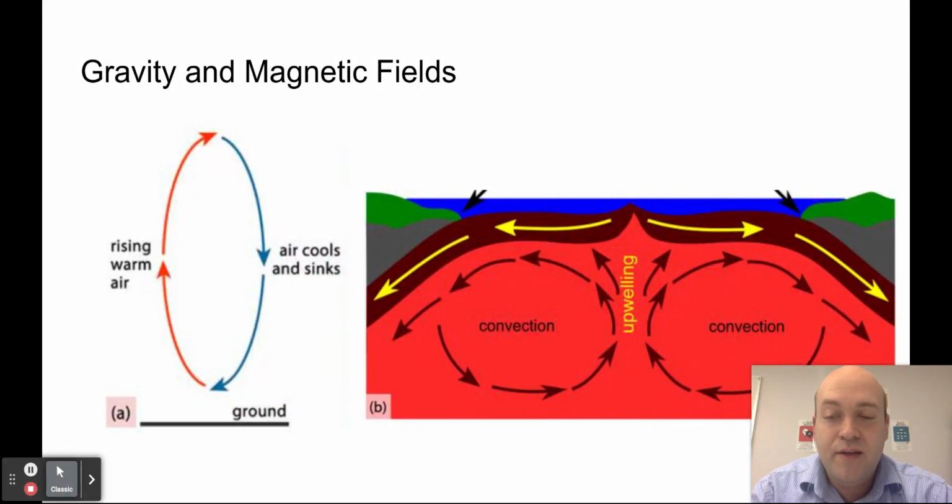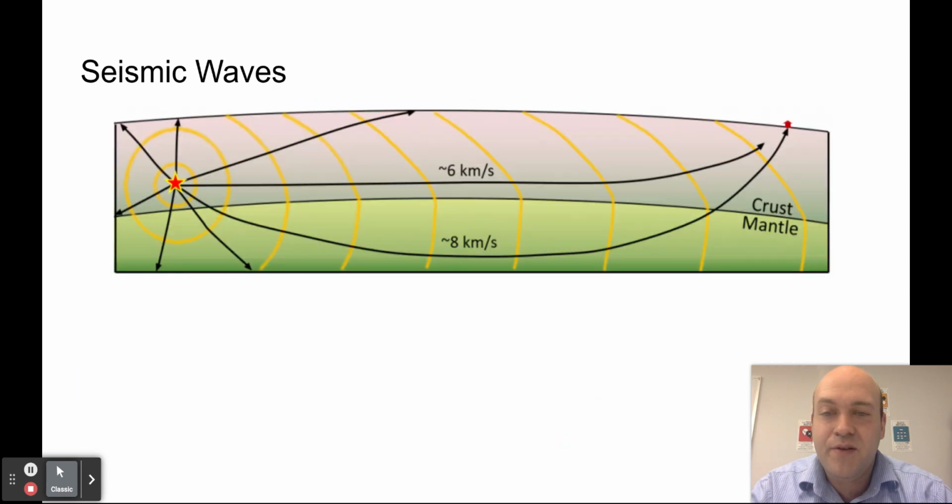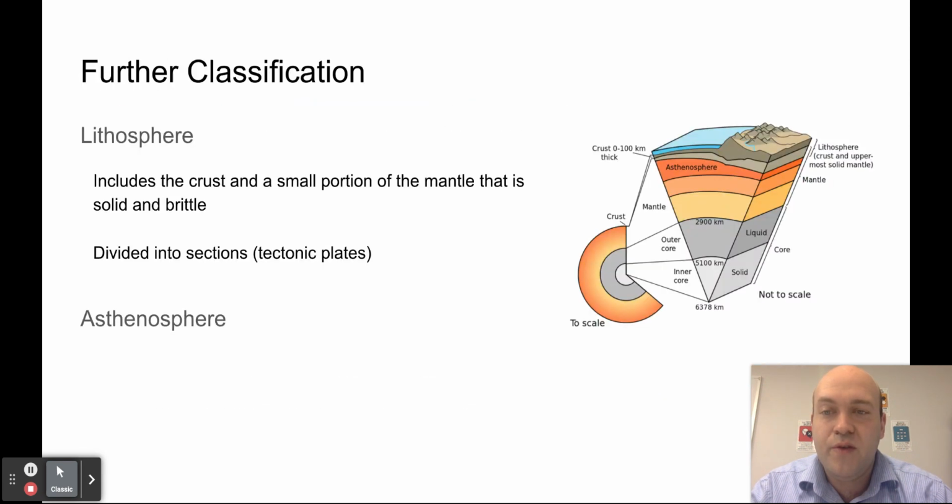Even in its liquid state, the movement of the molten outer core generates an electric field. So between all of those, we're able to narrow down whether the layers are made of rock or metal, and whether they're solid or liquid. So, a very brief overview, not a very in-depth description at all of what was going on.